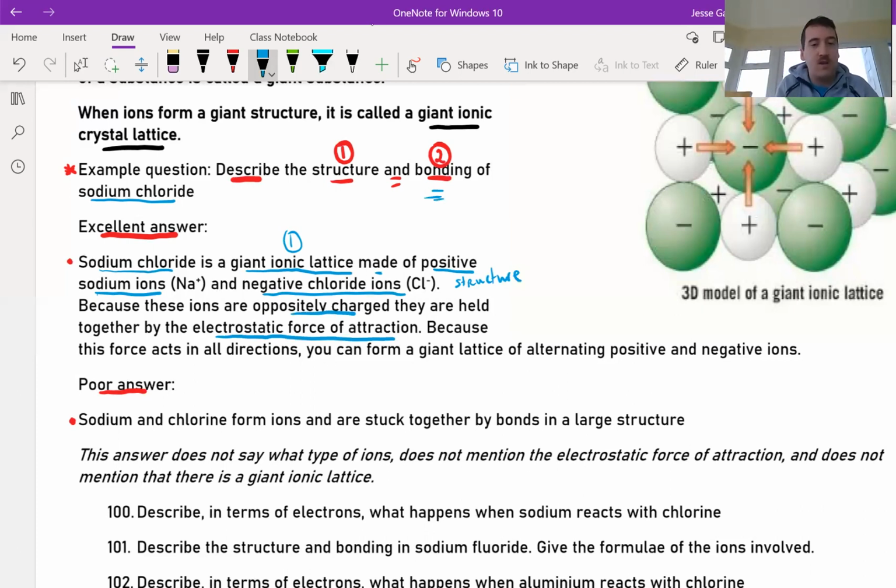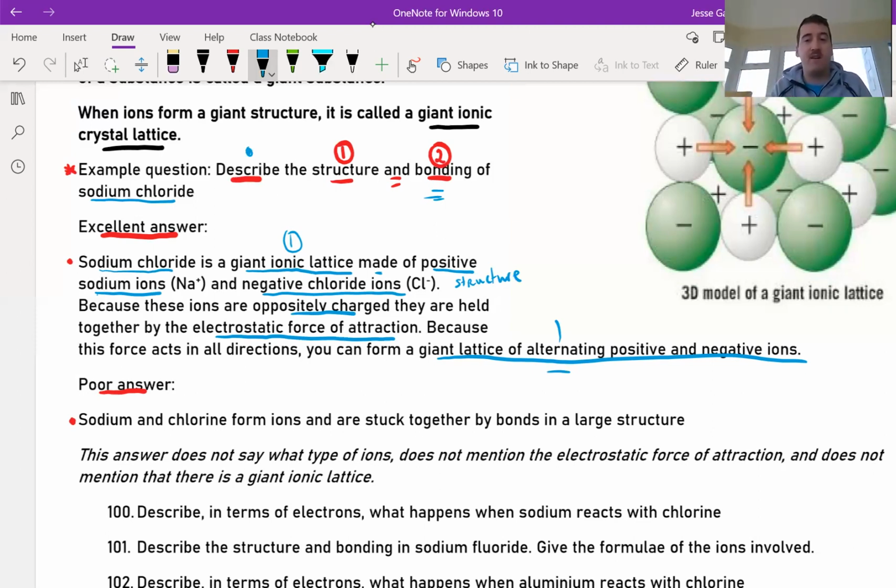What is the bonding? Because that's what we're asked to do, describe the bonding. So this is describing how these things are held together. Because the force acts in all directions, you can form a giant lattice of alternating positive and negative charges. Hopefully, for anyone, this is the only word here I predict that some of you mightn't understand. Alternating means like every second one is positive and every second one is negative. So it's like positive, negative, positive, negative. That's what alternating means. If you've got two opposites, alternating means you switch from one to the other.